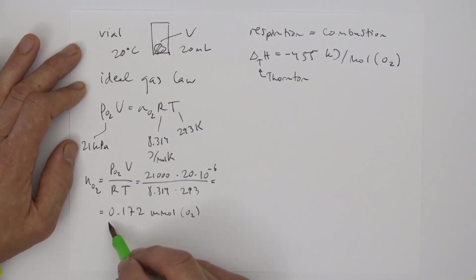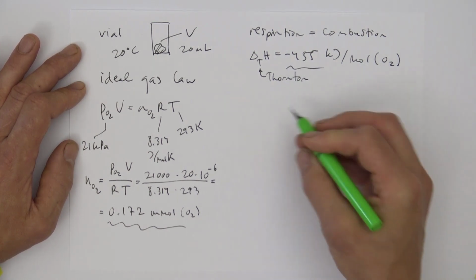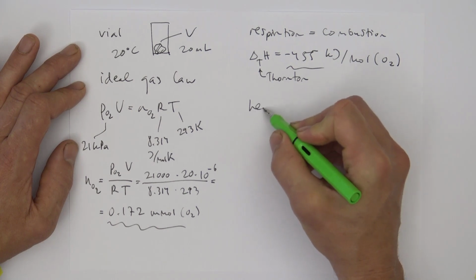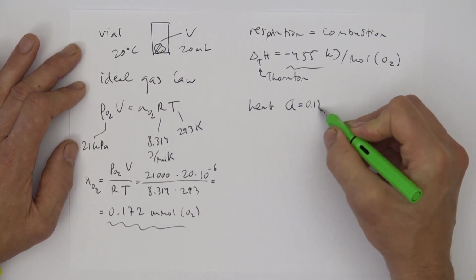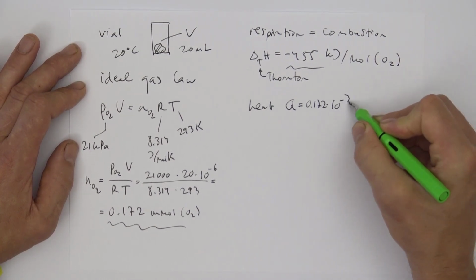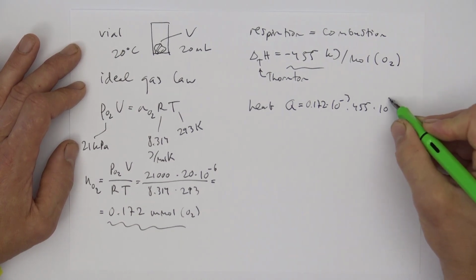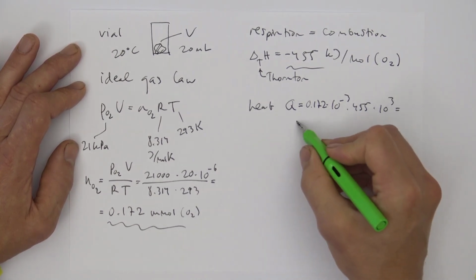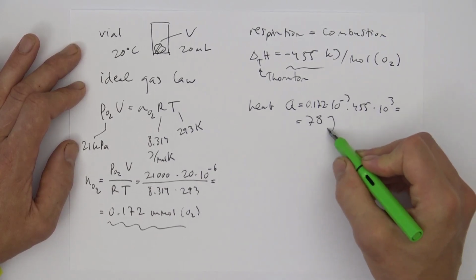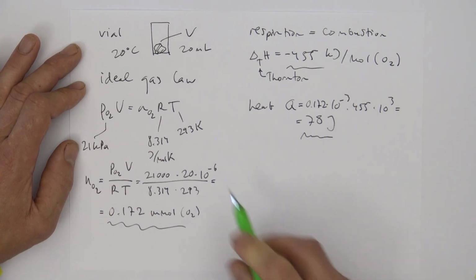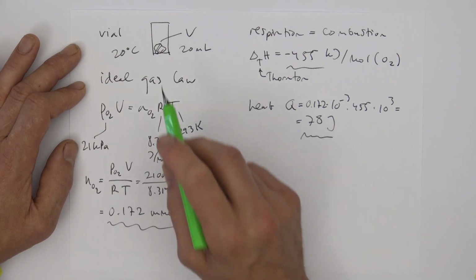Now we have the number of moles, and we have this constant. Then we can calculate the heat. Q is 0.172 times the constant, and I'll skip the sign. This is an exothermal process. We will end up here with 78 joules. So if all the oxygen in a vial is consumed, we will get 78 joules in this case.